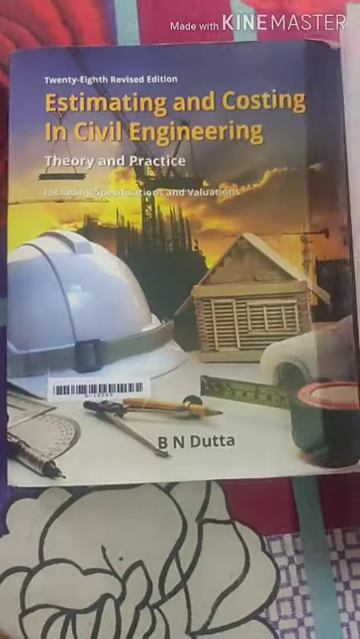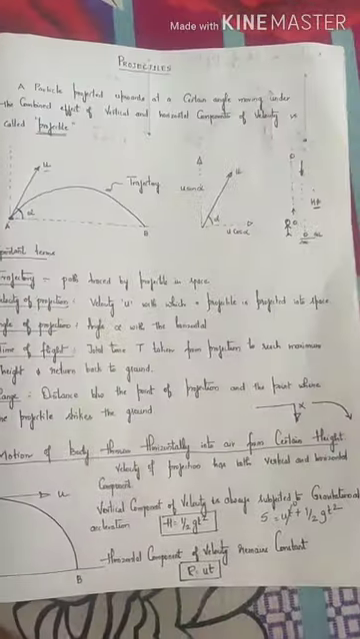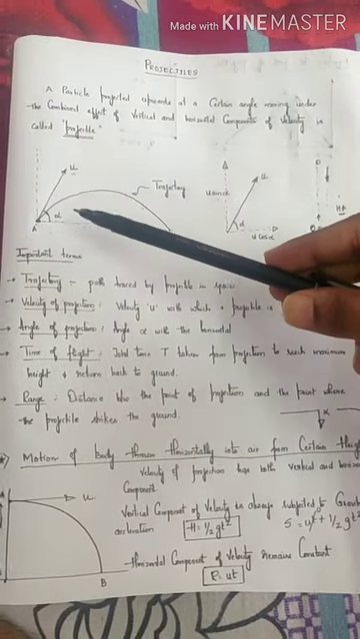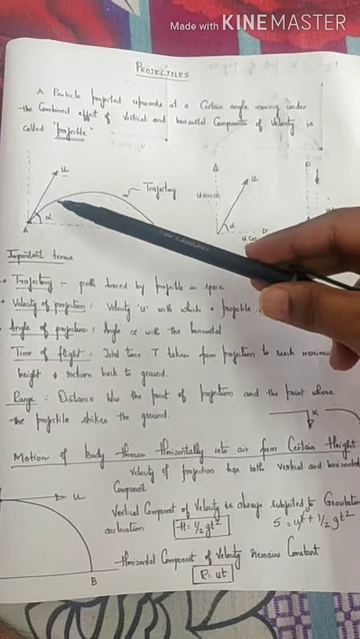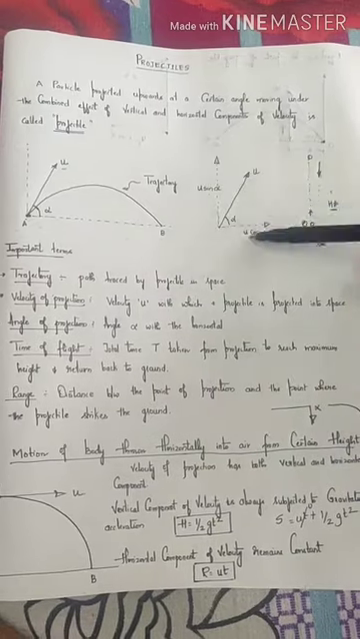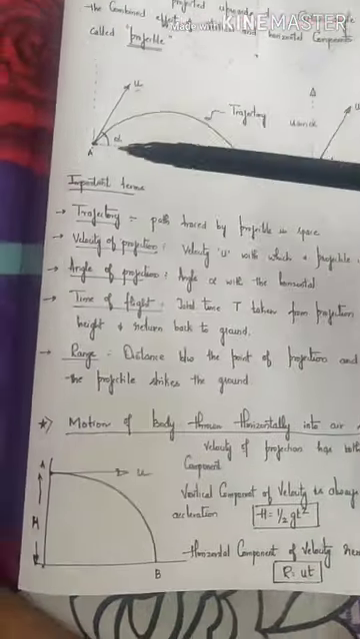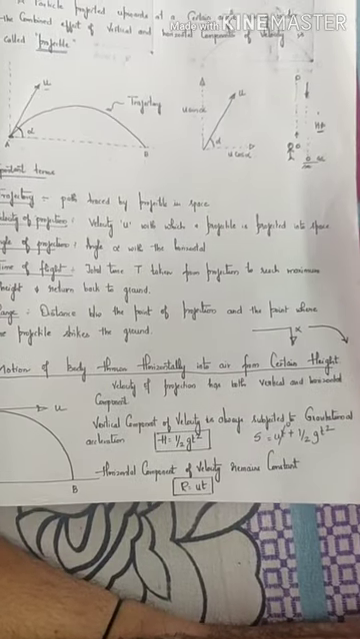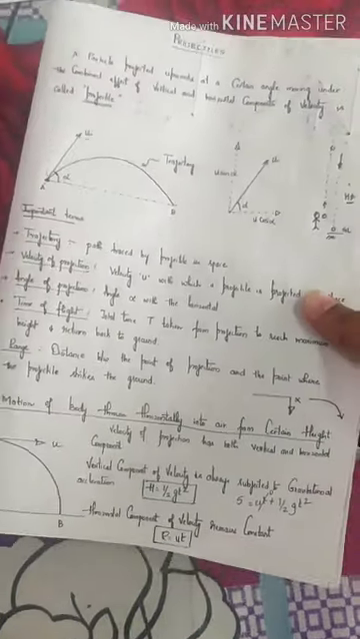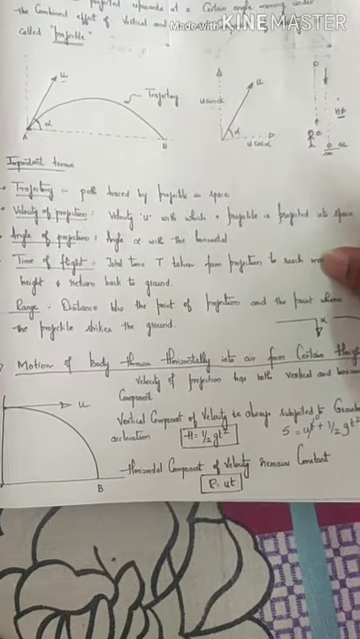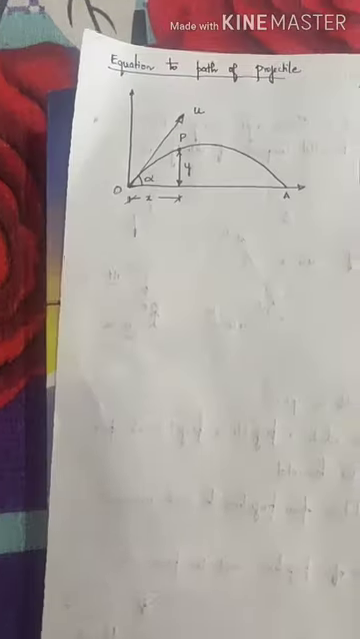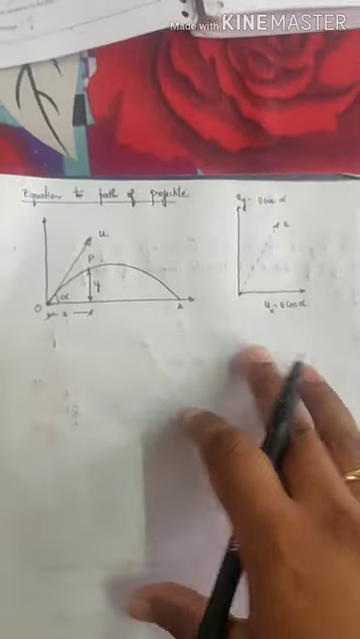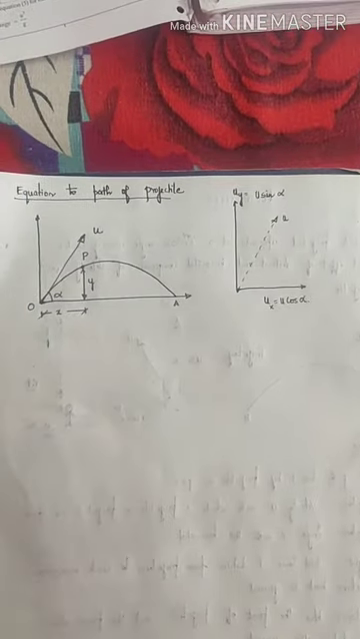Last video we discussed what projectile motion is. Let's have a brief look at some important terms. A projectile is the combined effect of both the vertical component and the horizontal component of velocity. We discussed some important terms and also the motion of a body thrown horizontally into the air from a certain height. The next thing we'll discuss is the equation for the path of a projectile.